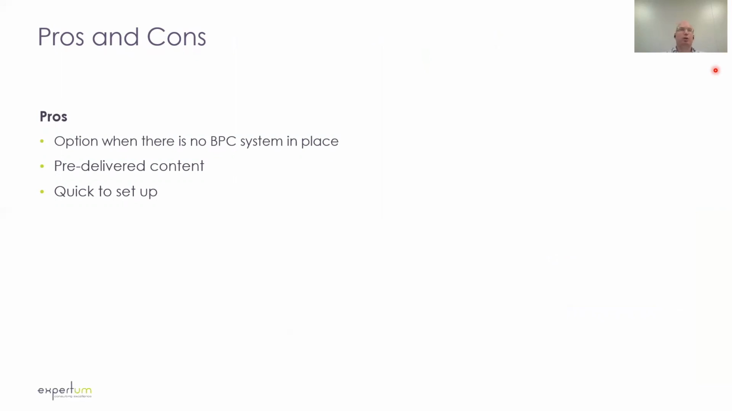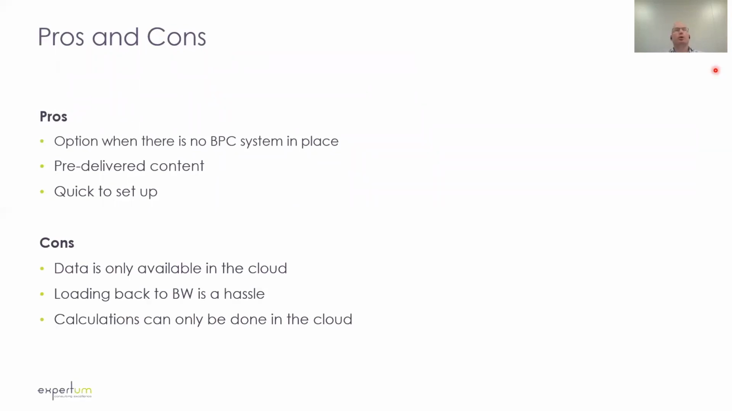It comes with a lot of pre-delivered content, and therefore it's quick to set up. What are the cons? Well, the data is only available in the cloud. So if you want to load it back to BW, you have to make a flat file dump and load the flat file back into your BW system, or you have to load it via an OData connection, which is a hassle to set up.